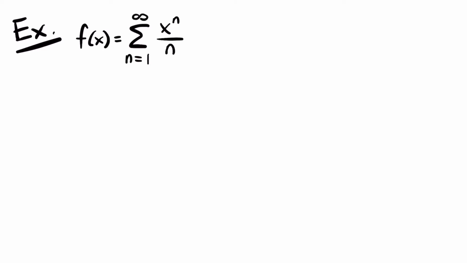So I'm going to start with the derivative. f prime of x is going to be equal to the sum from n equals 1 to infinity of the derivative of x to the power of n. And so if we multiply that exponent down, we will have n times x, and then we need to subtract 1 from that exponent, so our exponent will be n minus 1. And that will still be divided by that denominator of n from before.